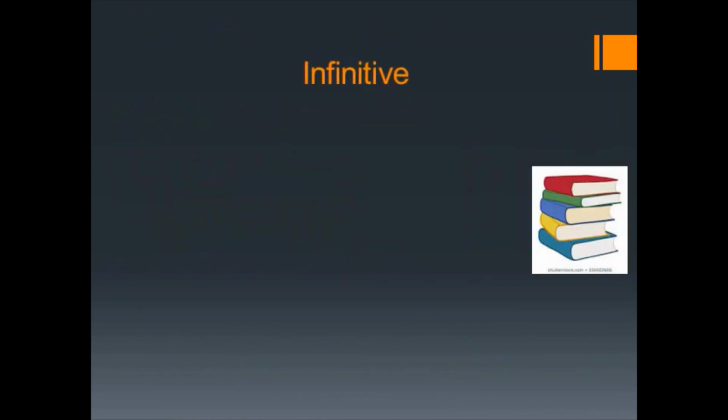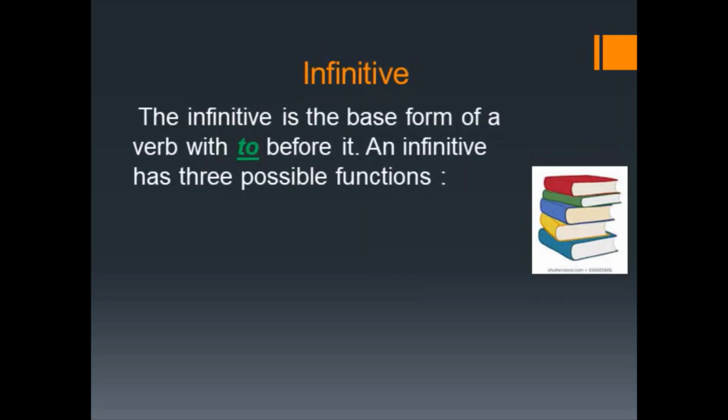Now we will learn about infinitive, another verbal. So what is infinitive? The infinitive is the base form of a verb with to before it. And infinitive has three possible functions. So how will you identify infinitive? So infinitive is to plus base form of verb. To plus verb is infinitive and it has three possible functions.